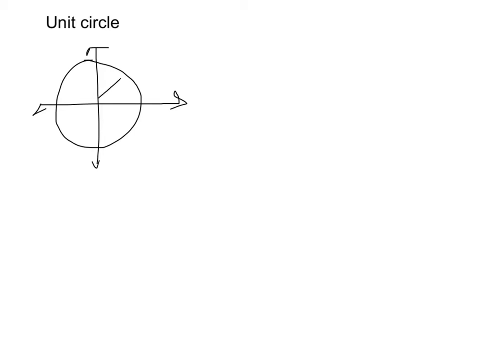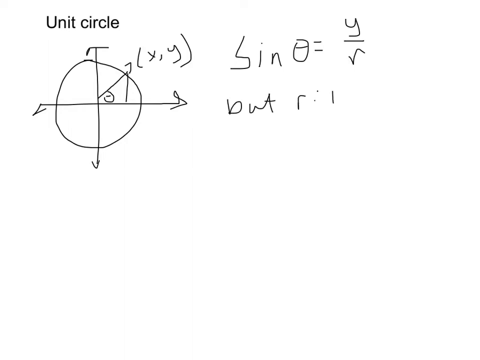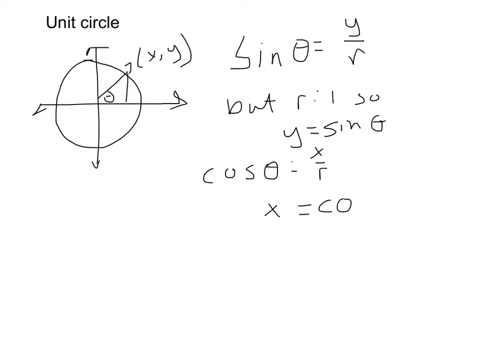Now let's transfer this concept to the unit circle. So here's my circle. My radius is 1, that's the definition of a unit circle. So when I have my angle, this point right here is (x, y). The sine of that angle is equal to y over r, but r equals 1, so y is equal to the sine of theta. Likewise, the cosine of theta is x over r. r is 1, so x is equal to the cosine of theta.